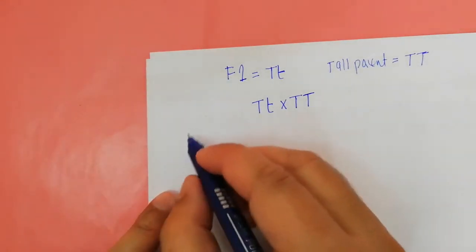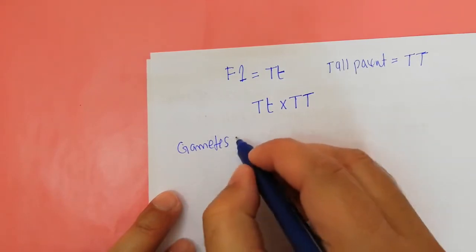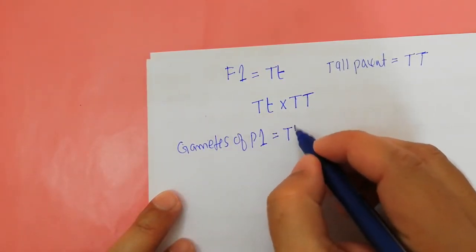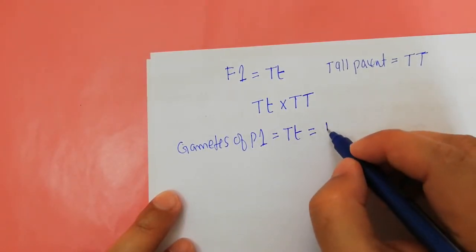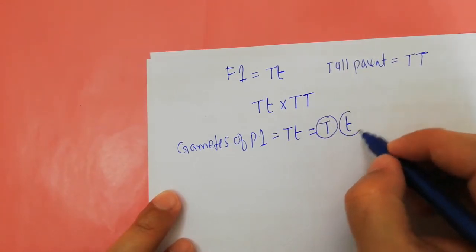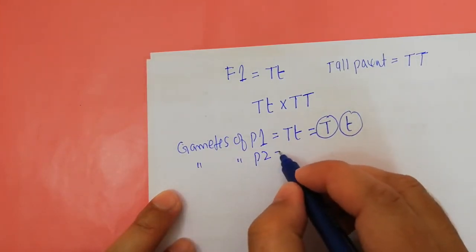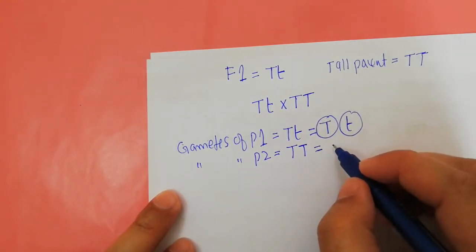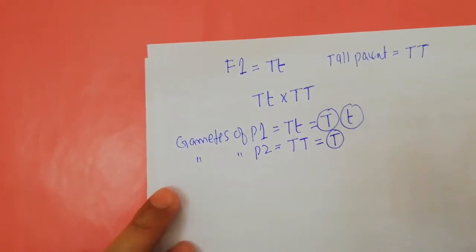Now if you talk about the gametes of parent number 1, the first thing you have to do is make the gametes of parent number 1. Let us take this one as parent number 1. As we have discussed earlier, this is going to produce 2 kinds of gametes, one having the capital T allele, the other having the small t allele. If you talk about the gametes of the second parent, which is homozygous tall, we have already seen that a homozygous tall plant produces only a single kind of gamete, the capital T.